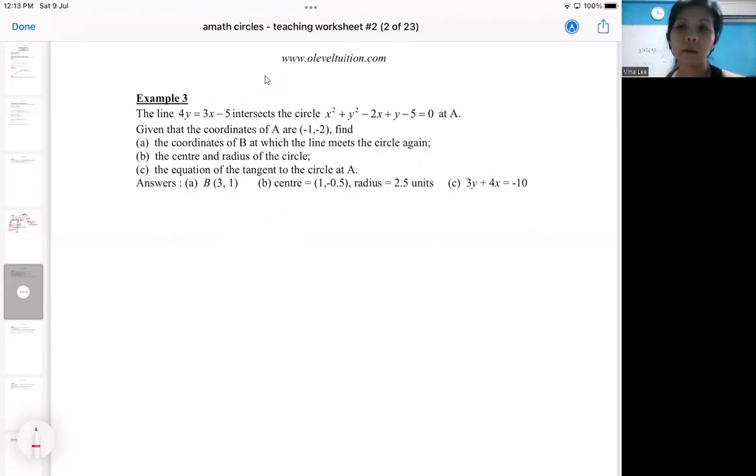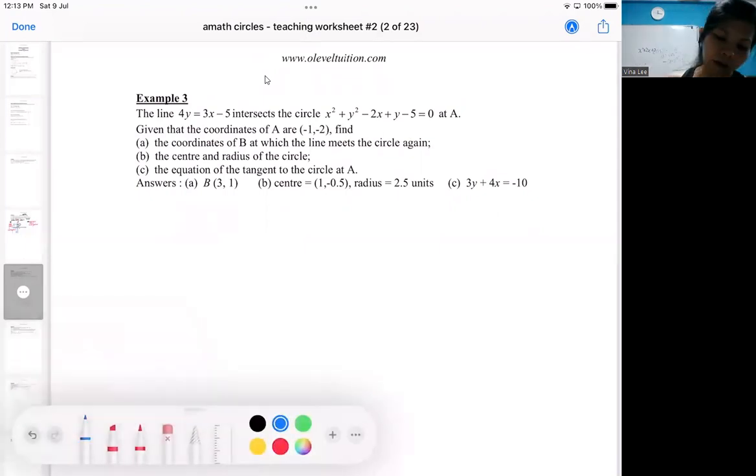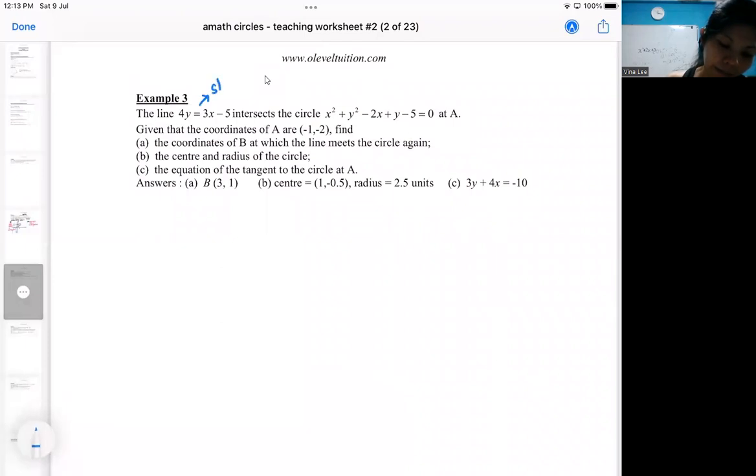So this is another typical question involving circles and simultaneous equations. So when will you know that there are simultaneous equations involved? You will know it when there is a straight line intersection with the circle. So generally, any intersection in A Math or E Math is the doing of simultaneous.